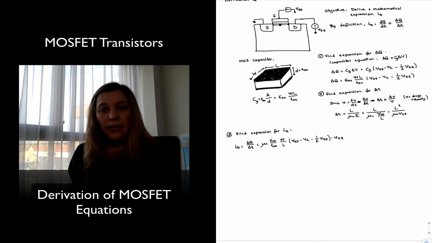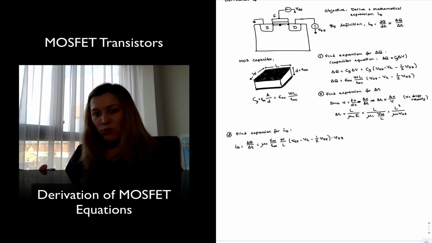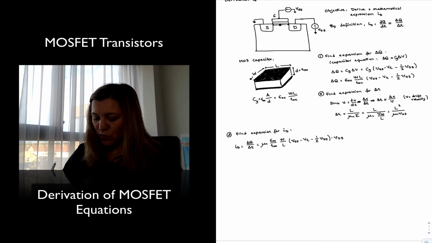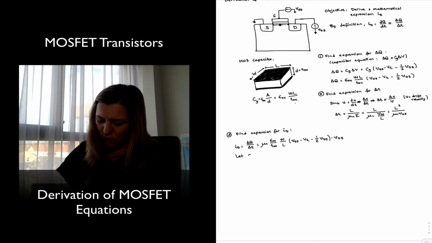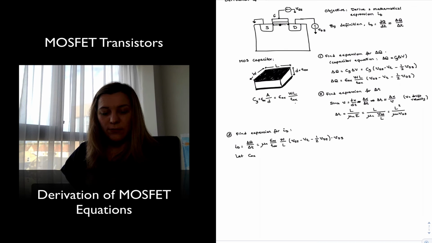So it's a rather lengthy expression, and so we typically like to simplify things or combine things whenever we can as much as possible. And so the first combination that we're going to do is we're going to note that epsilon oxide divided by the thickness of the oxide, if we look at the equation for the capacitance, it was epsilon oxide divided by thickness of oxide times the area. And so that represents the ratio, the capacitance per unit area at the gate. So I'm going to call that C oxide, the oxide capacitance per unit area.